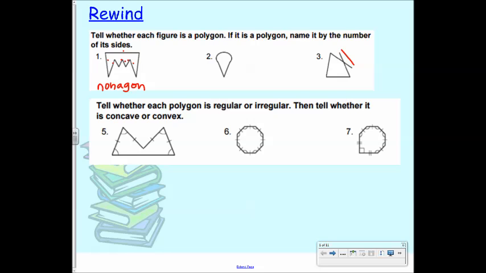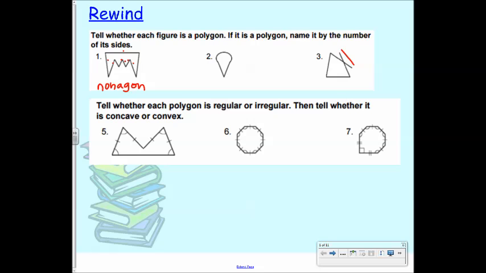All right, for numbers 5, 6, and 7, tell whether each polygon is regular or irregular. Number 5 is an irregular polygon. Number 6 is a regular polygon. And number 7 is an irregular polygon. How do you know if it is a regular polygon? You know if it's a regular polygon if all the sides and all of the angles are congruent.